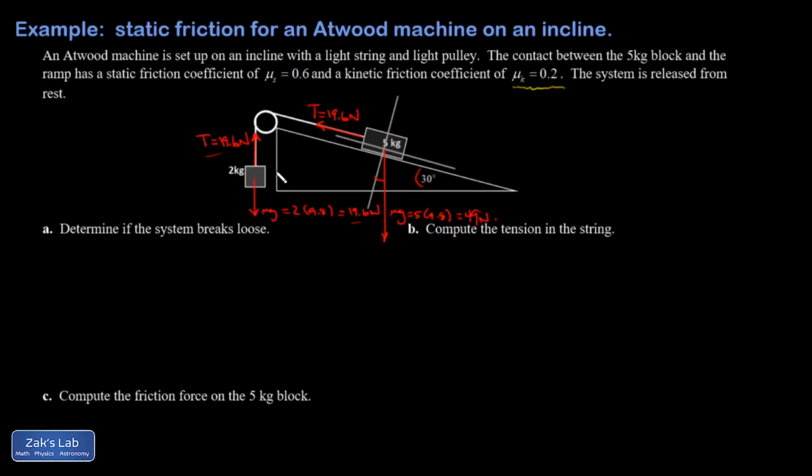And I'm going to get a perpendicular component of gravity. Again, that's the projection of the weight vector onto the perpendicular axis. That's going to be mg cosine theta, or 49 cosine 30, or punching it in real quick, 49 cosine 30, it's 42.4 newtons.